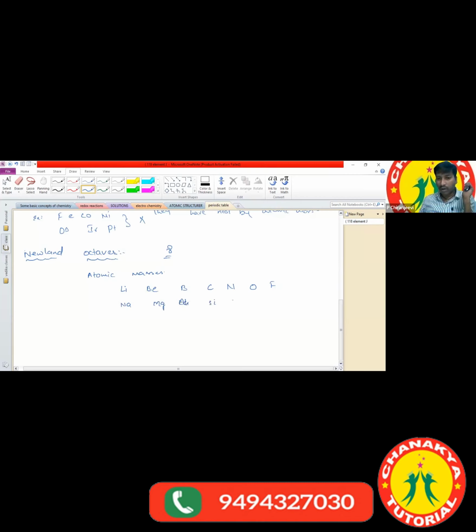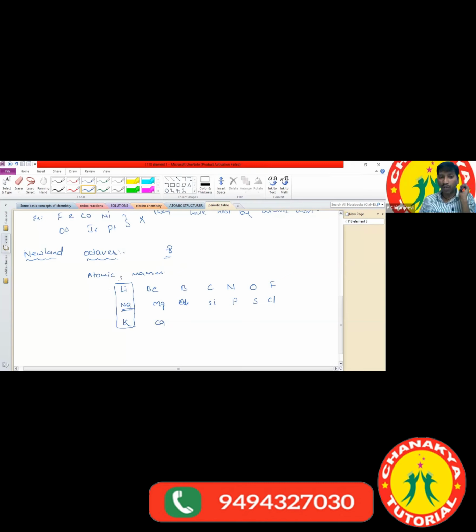Magnesium, aluminum, silicon, phosphorus, sulfur, chlorine. Next, potassium, calcium. Now, here lithium, sodium, potassium are showing similar properties. Once you check it out, 1, 2, 3, 4, 5, 6, 7. Again, the eighth element shows similar properties with the first one. So that's why Newland's octaves are compared with the eighth musical note.